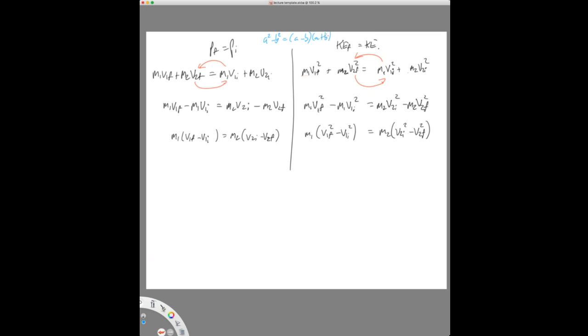Raise your hand if you kind of vaguely remember that from math class. Okay, good. So we're just going to use that. This gives me M1 times V1 final minus V1 initial times V1 final plus V1 initial equals M2 times V2 initial minus V2 final times V2 initial plus V2 final. Really running out of room there. We just move it a little bit.